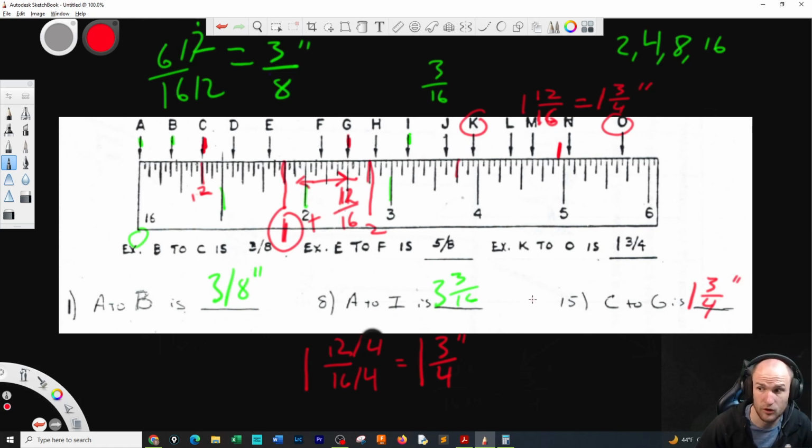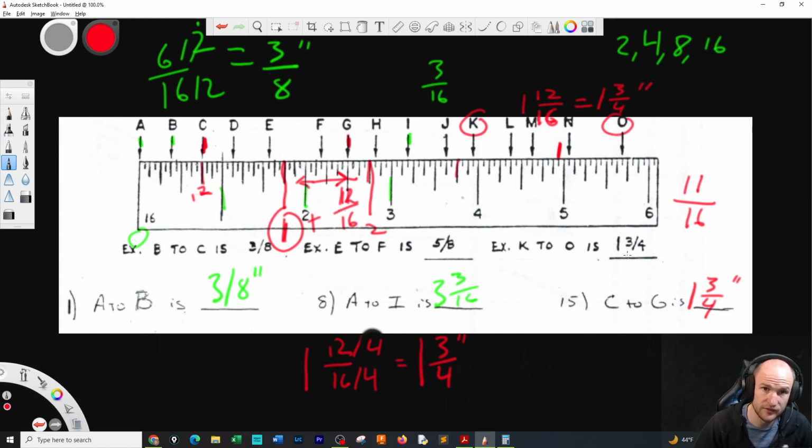Once again, all you've got to be able to do is count to 16. From here, 1, 2, 3, 4, 5, 6, 7, 8, 9, 10, 11, 12, 13, 14, 15, 16. If you can count to 16 and know what scale you're on, like I just counted 16, so that's a 16th inch scale. If I counted to here, it'd be 1, 2, 3, 4, 5, 6, 7, 8, 9, 10, 11. Like that, from here to here would be 11 sixteenths. That's all there is to it.